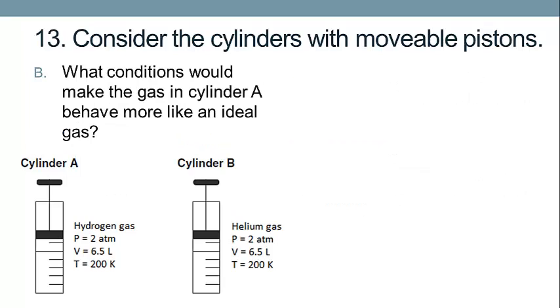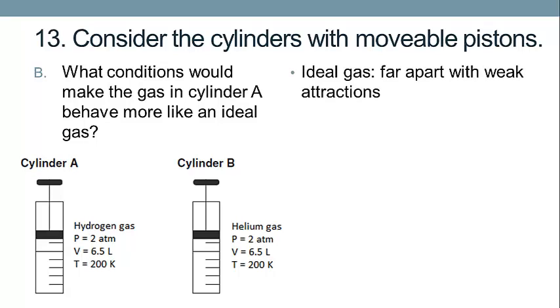What conditions would make the gas in cylinder A be more ideal? In an ideal gas, those particles are going to be far apart and they're going to have no attractions. So anything that I can do to lessen those attractions will make a gas behave more ideally. If I have the gas at a really high temperature, those particles have a lot of kinetic energy and they're moving so fast that there's no time for them to interact with each other. Those attractions become weak.